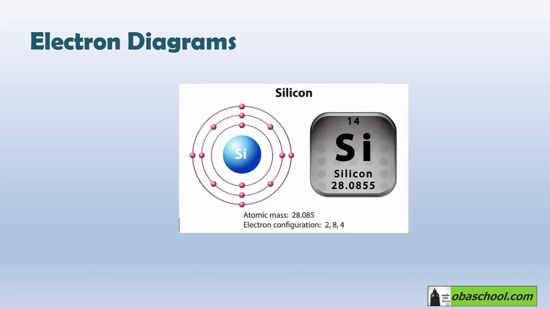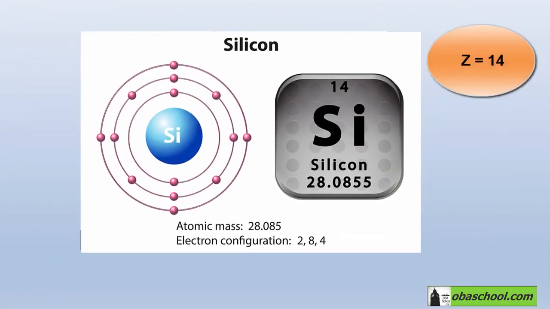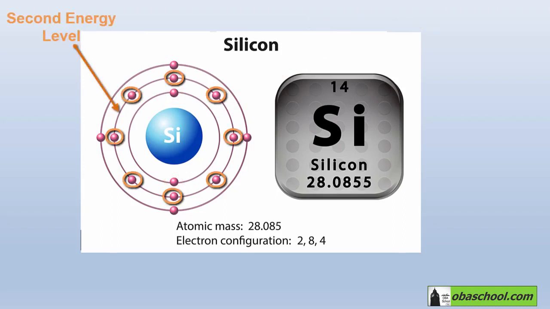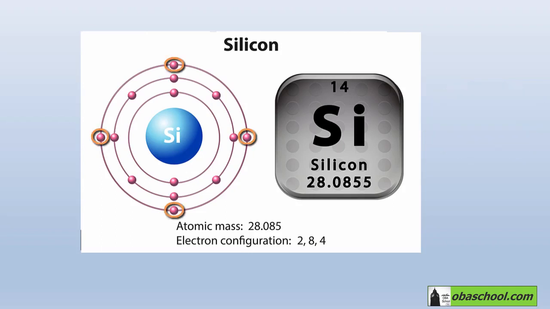Let's take another example. So here is the silicon atom whose atomic number is 14, which means that silicon has 14 electrons. So in the first energy level, we will place 2 electrons only. In the second one, we will place 8, and this is a total of 10 electrons. The remaining 4 electrons then will be placed in the third energy level.